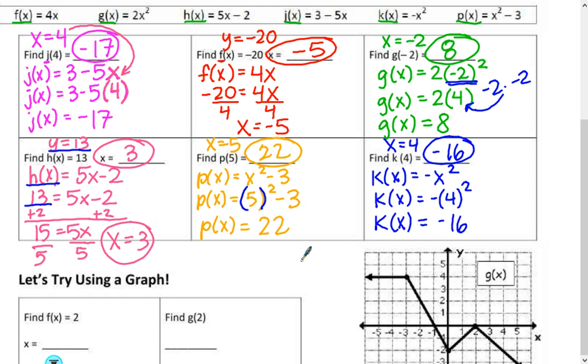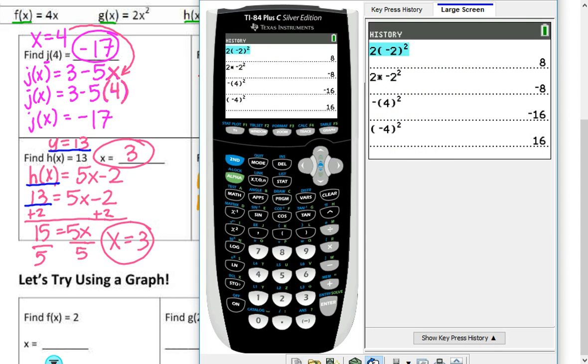Alright, last one right here. Again, it's very important that you are just replacing your variable using parentheses. Alright, so this is the correct way to write that, and the correct way to type it into your calculator. So again, this was -x squared. So my x value was +4.